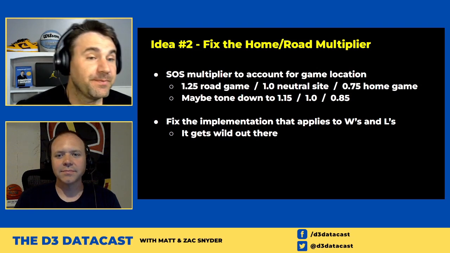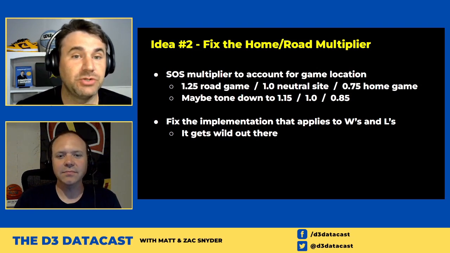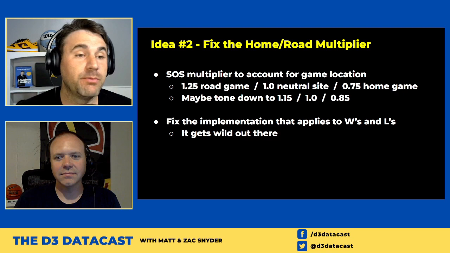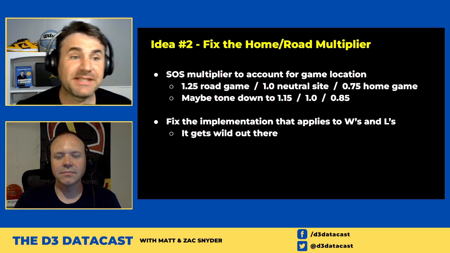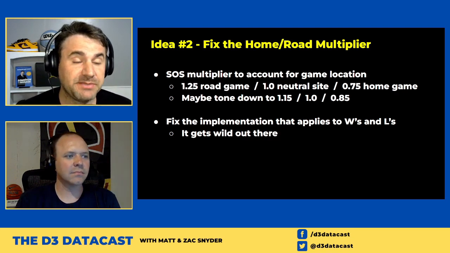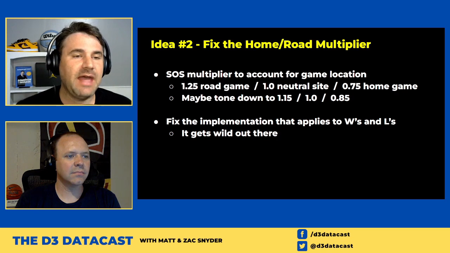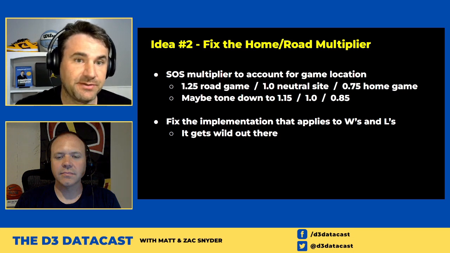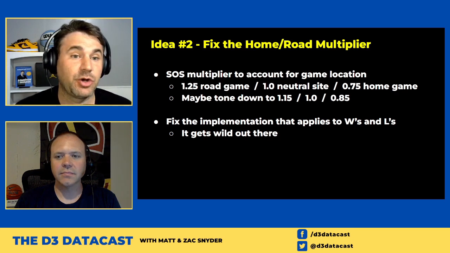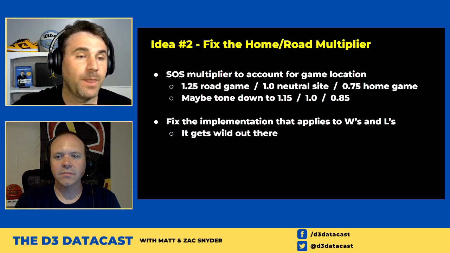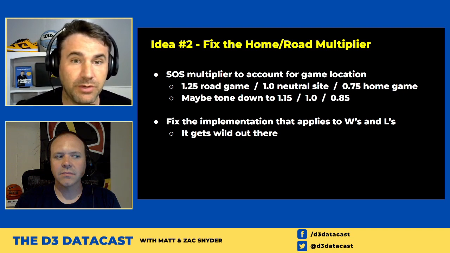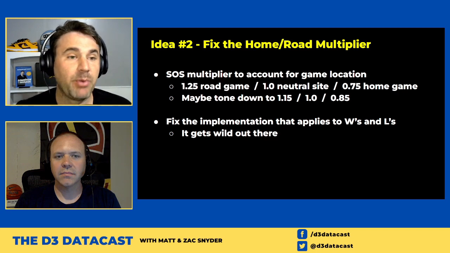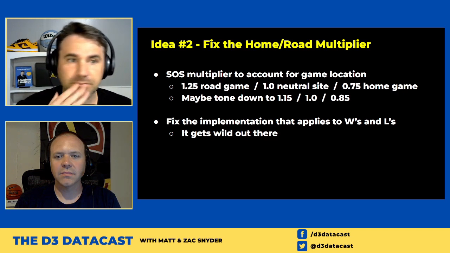Idea number 2, I would like to look at fixing the home and road multiplier. This is something that's in place for men's basketball, but not women's basketball. The idea is that a road game is more difficult to win than a home game, and that these should account differently in your strength of schedule. I think that makes a lot of sense. So the current multipliers are 1.25 for a road game, 1.0 if it's a neutral site, no effect, and 0.75 if it's a home game.